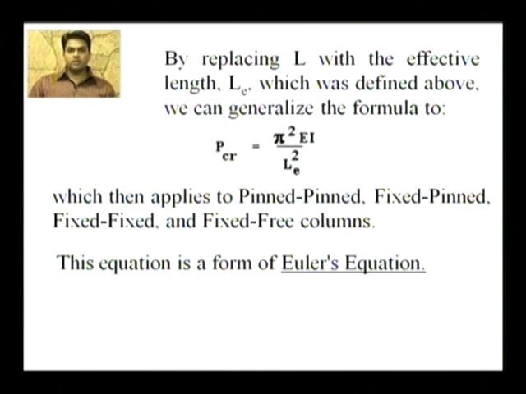The Euler's equation we derived first was only for the column when it is pinned at both ends, and now when we have replaced L by LE, the effective length, the equation becomes applicable to all the end positions: pinned, fixed, fixed and fixed free. This is a form of Euler's equation.